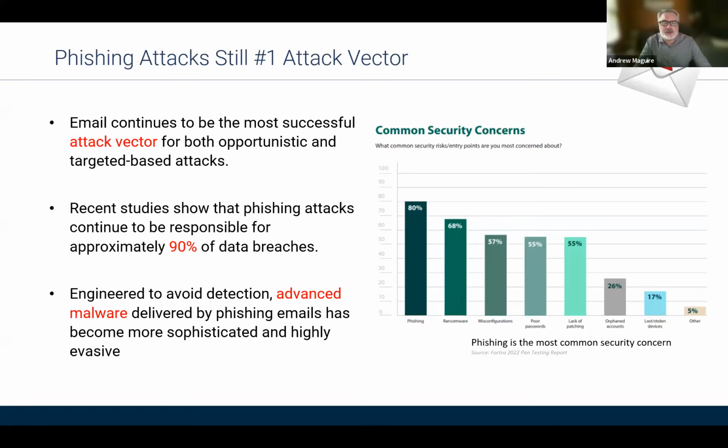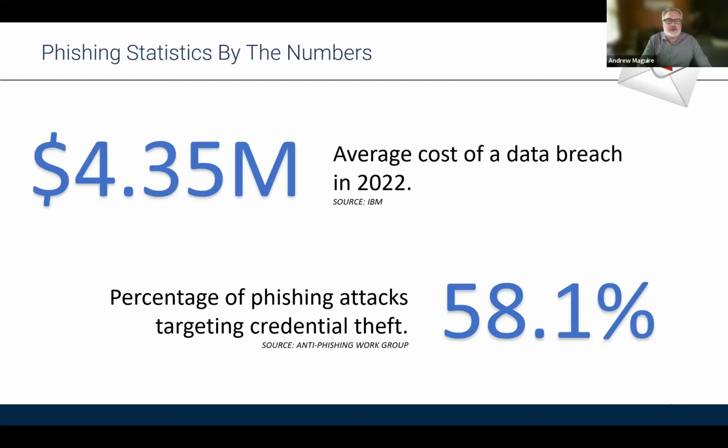And you can also see on the chart on the right, the most common security concerns. Phishing is still number one, top of mind, the thing that keeps SOC teams awake at night, along with ransomware, which is pretty high up there too. The average cost of a data breach in 2022 is about 4.3 million. When I started this about 25 years ago, it was about 400,000, and it has increased exponentially every year.